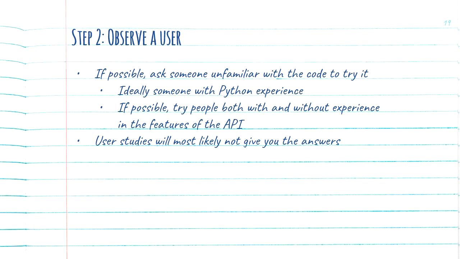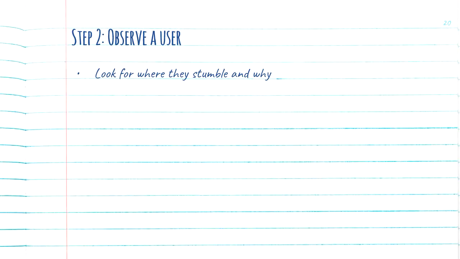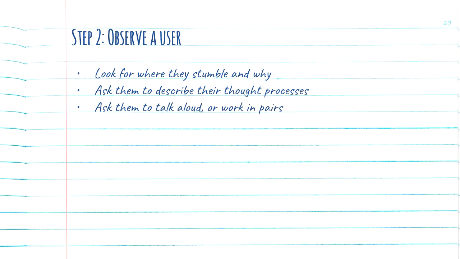Key point here: user studies are not going to tell you how to write an API. They're not going to give you the answers. Ideally, they will tell you where to start asking questions. Look for where users stumble and why. Ideally, ask them to speak aloud. Often, they'll tell you where they've made an assumption, and then that has chased them down a rabbit hole that they're unable to get out of, and they hit a dead end.